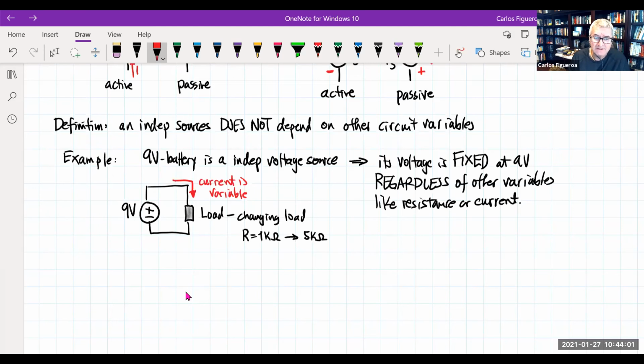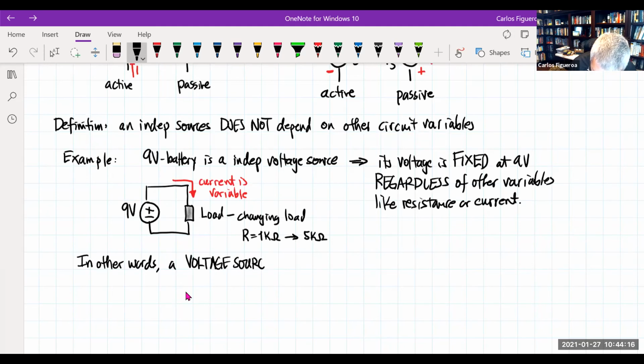So how do I say this here? So in other words, a voltage source is a variable current source.